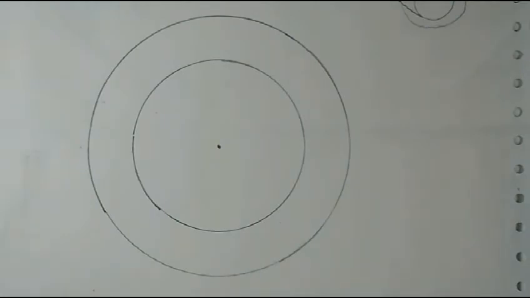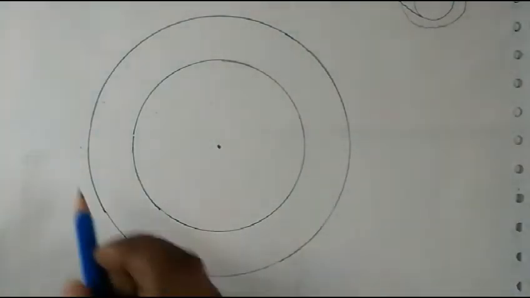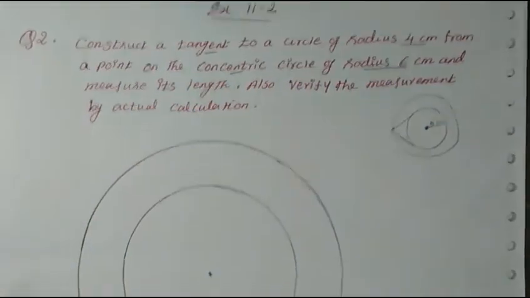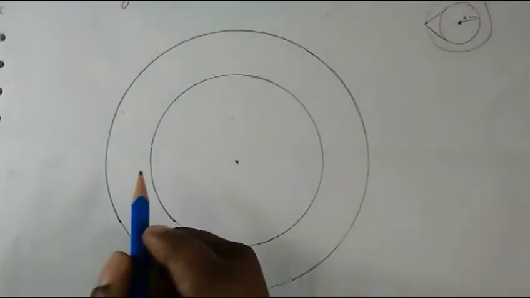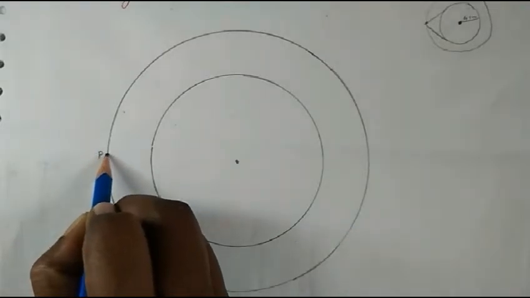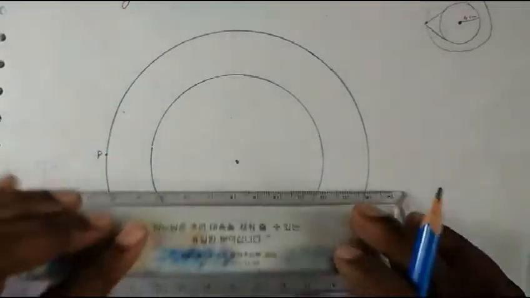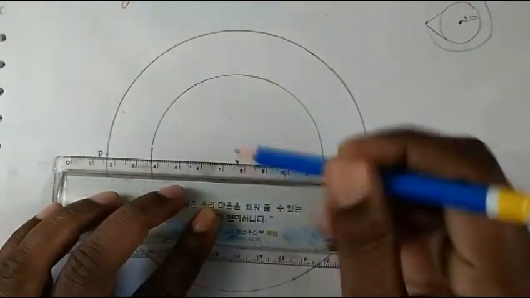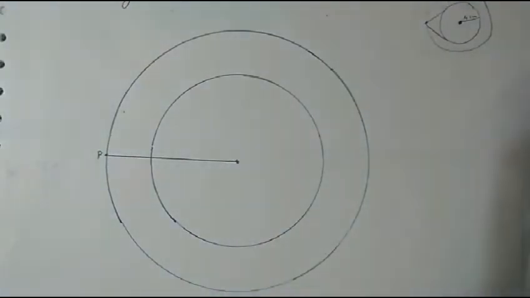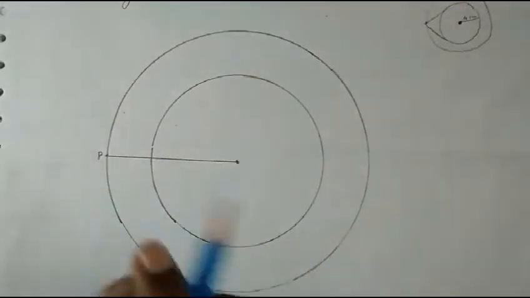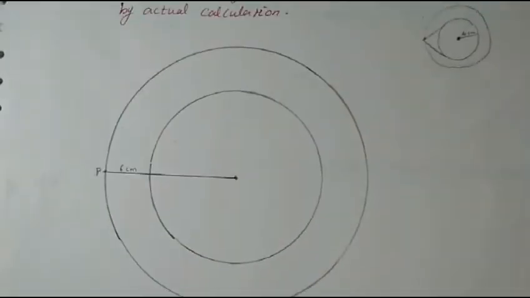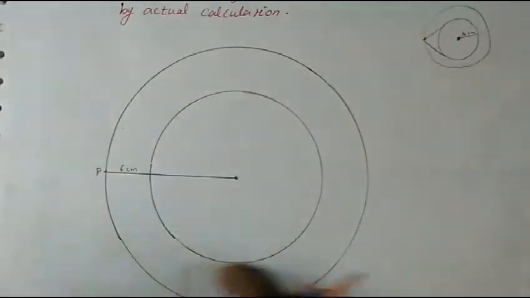Now we have to take a point. Let's take a point because it is said from a point on the concentric circle. Let's consider this is point P. Now we'll draw a line. This is of 6 centimeter. Now we have to draw a tangent for this small circle.